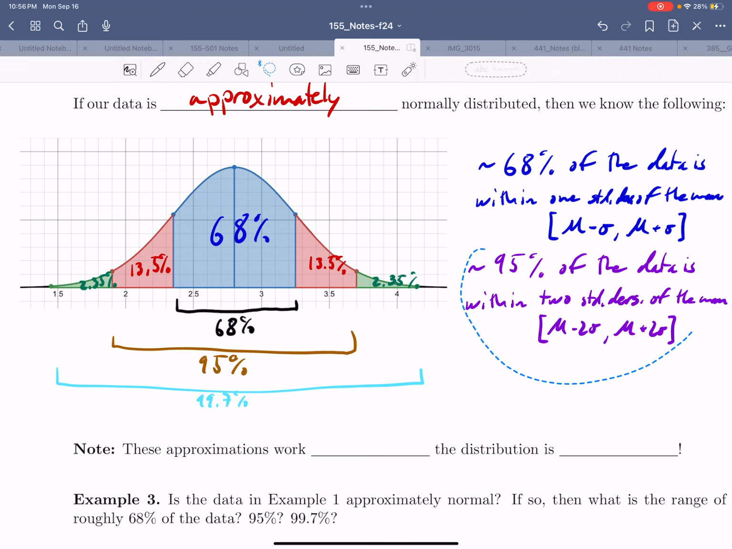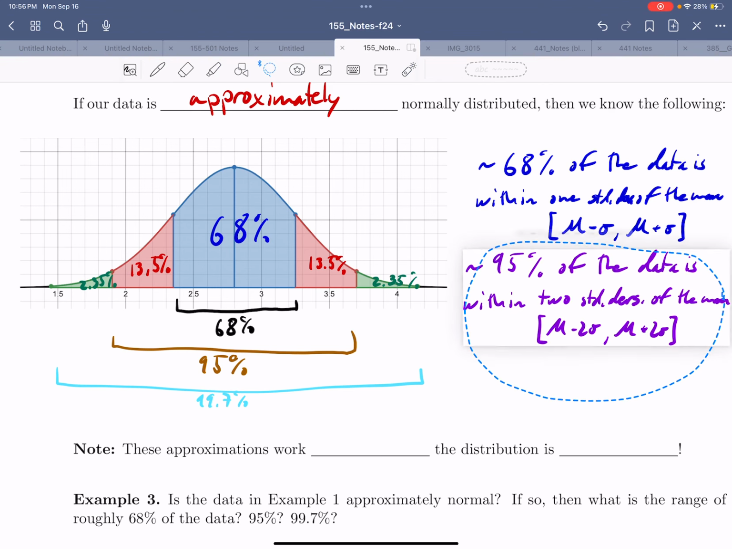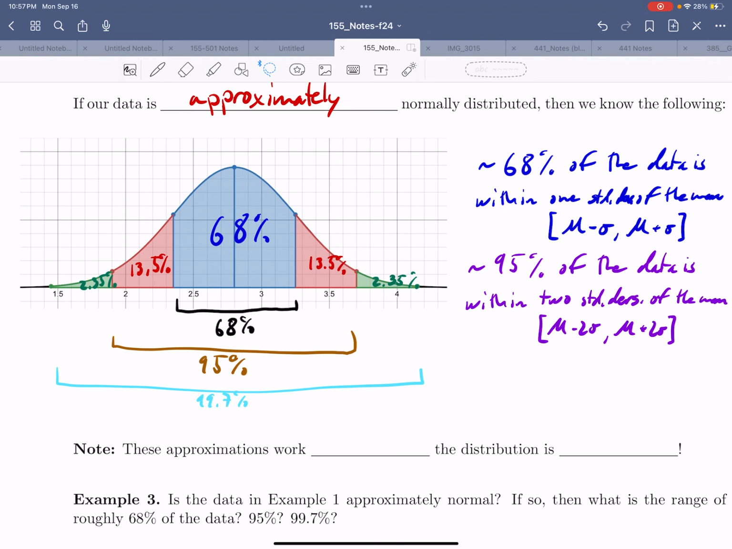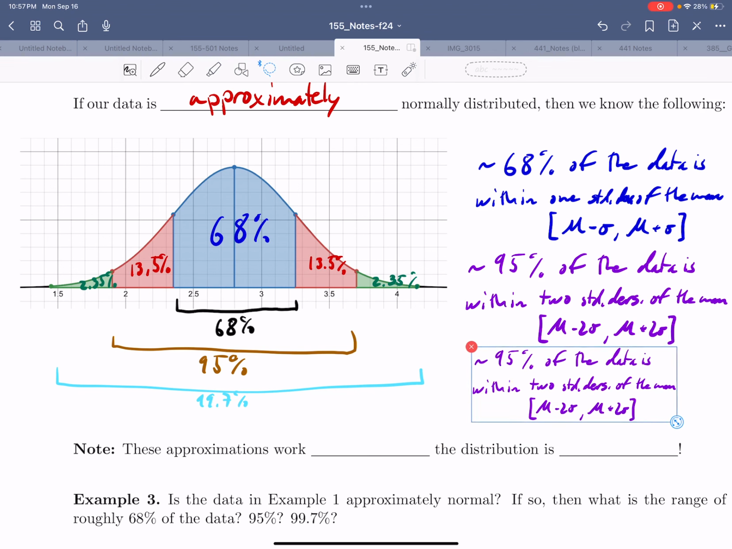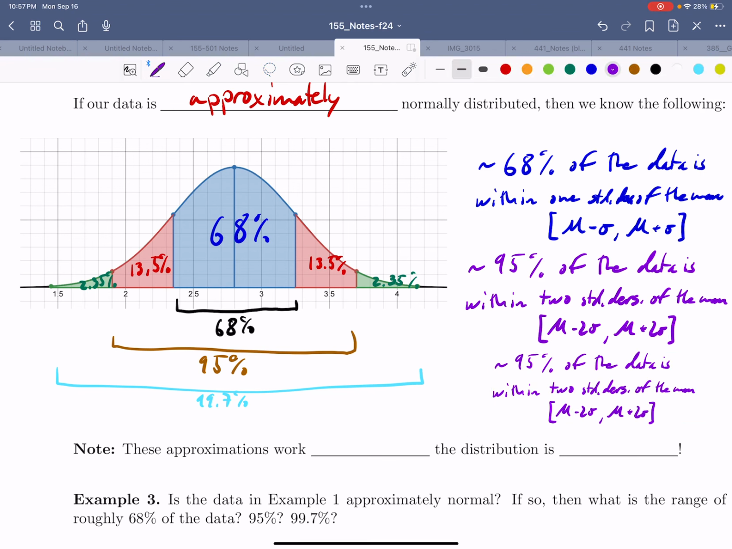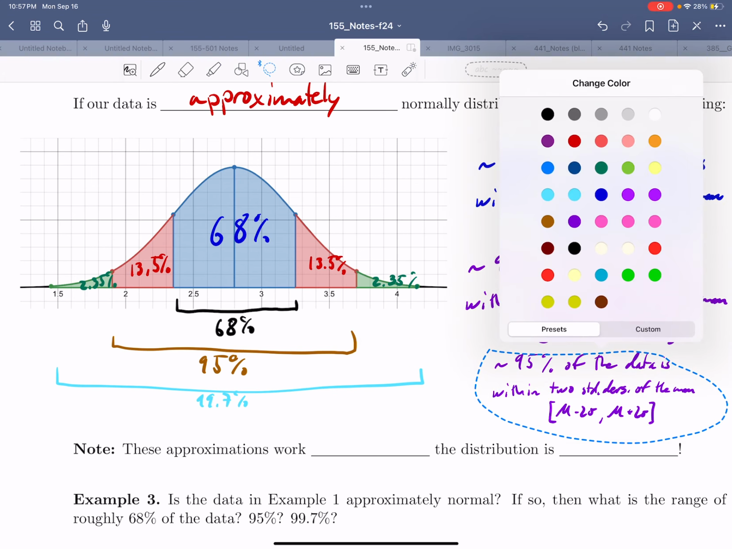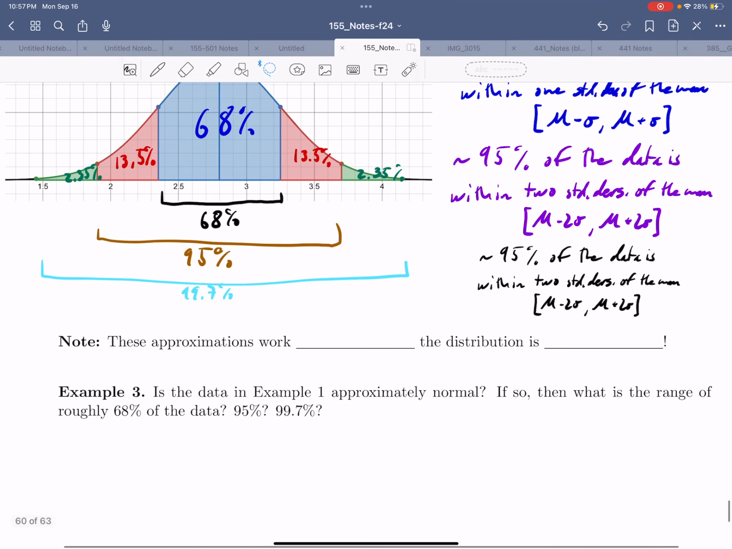And last but not least, we know that almost all of the data, roughly, oh wait, no, you know what? Let me make this black so it pops a bit more. Is within, so this is almost all of the data. It's roughly 99.7. I think the book says almost all, but it's 99.7. 3 standard deviations of the mean.